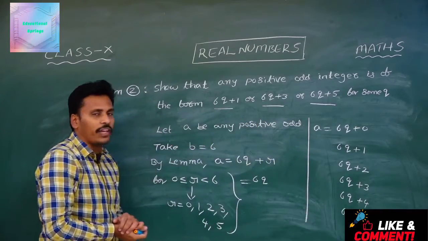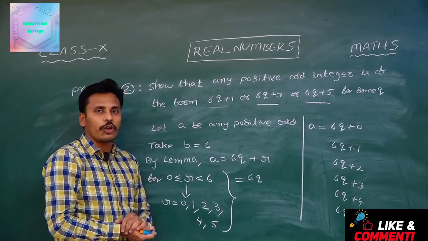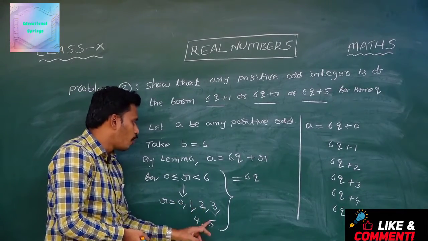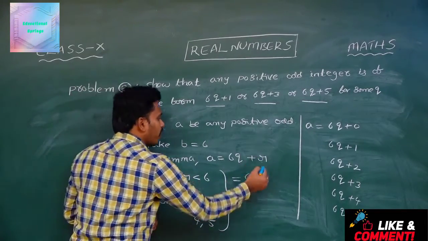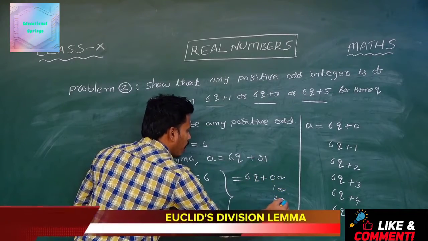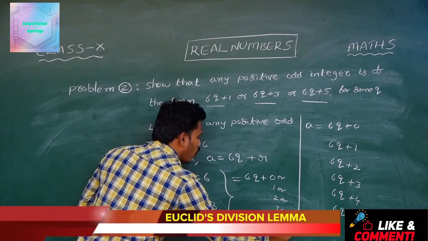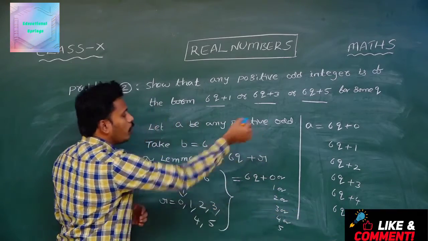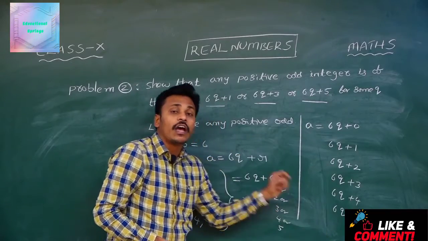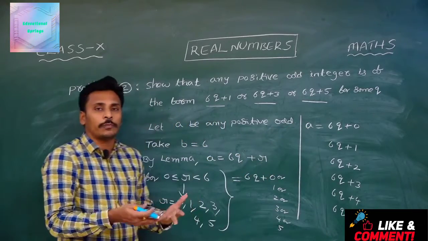We need to list everything depending on the possible values of r. So r is equal to 0, 1, 2, 3, 4, 5, and we need to replace r with any one of these values. Then you will get such representations for a. All these are the forms of a with respect to 6.